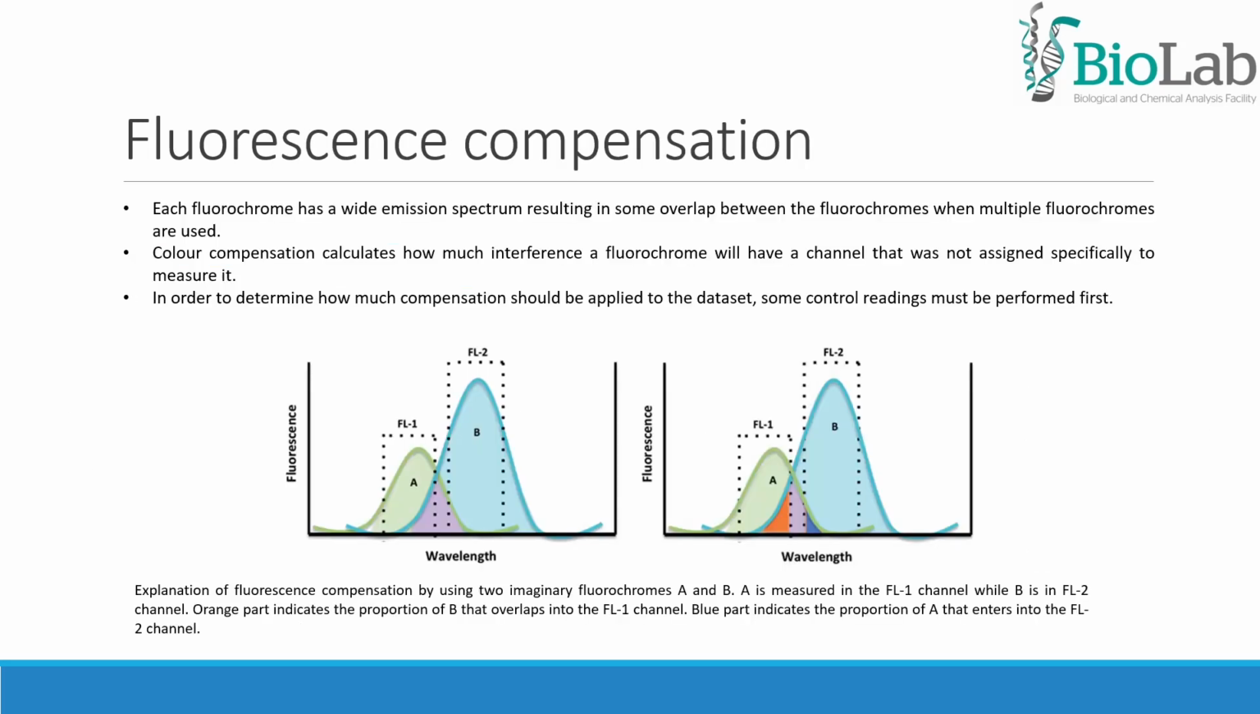Fluorophores emit light over a range of wavelengths. Although optical filters limit the range of frequencies measured by a given detector, when two or more fluorophores are used in an experiment, there is often an overlap between the wavelength ranges. Compensation is the mathematical method used to correct for the overlap of one fluorophore's emission into another fluorophore's emission measurement. In order to determine how much compensation should be applied to the dataset, some control readings must be performed first.